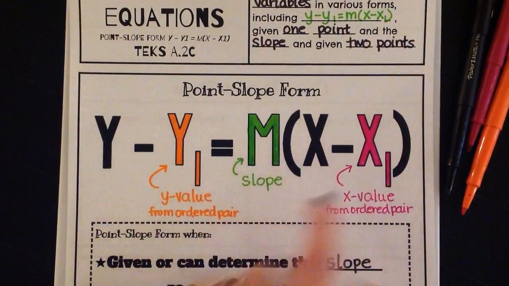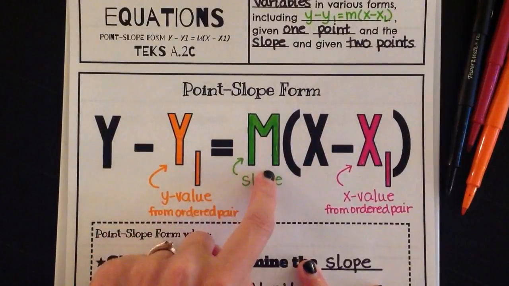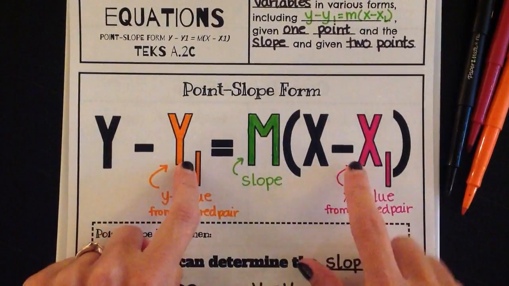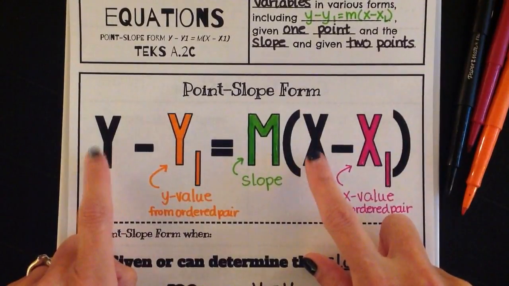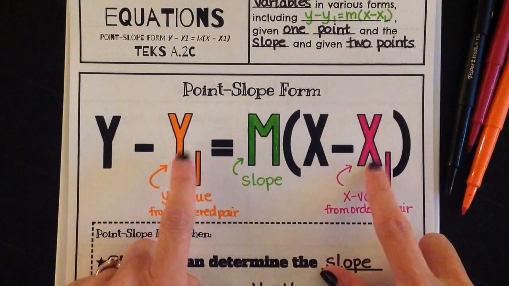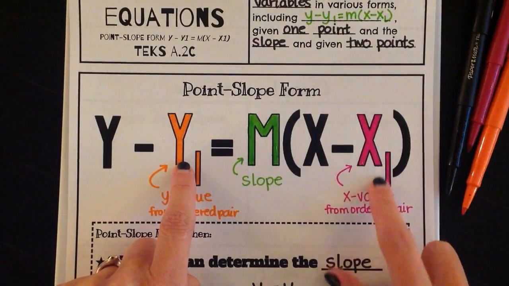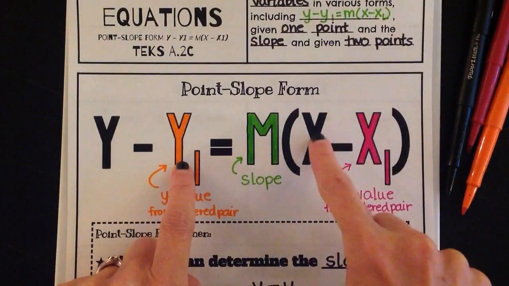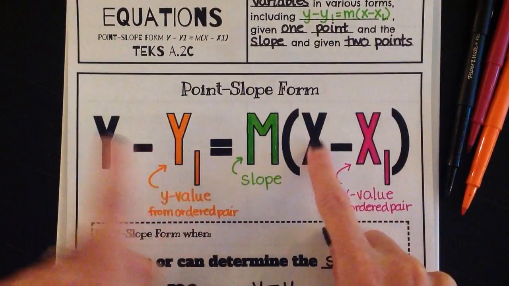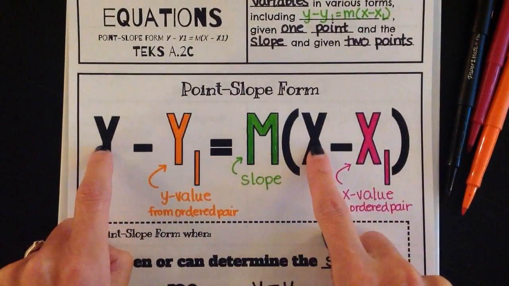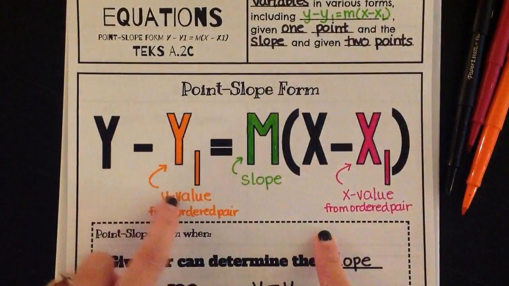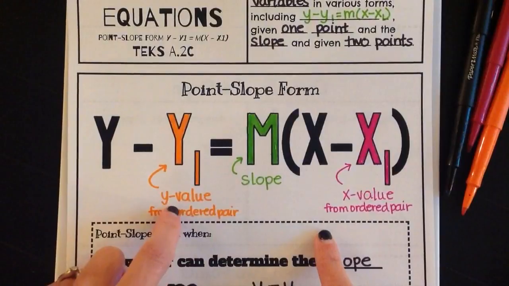So here is the formula. m is going to represent your slope. And then x1 and y1, those are different from this x and this y. These x and y values have to come from the point or the ordered pair that you are given. So x1 is really going to be your x value from the ordered pair. You're not going to replace just the x. You want to see this y and this x in your final answer. And this y1 value is going to be the y value from your ordered pair.